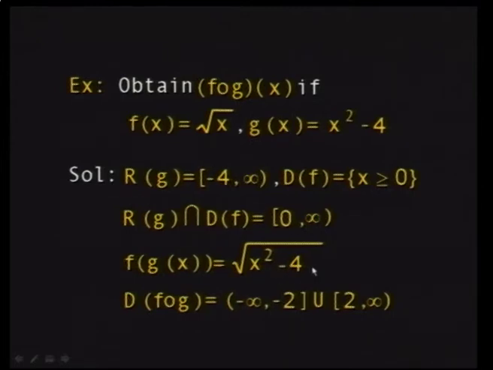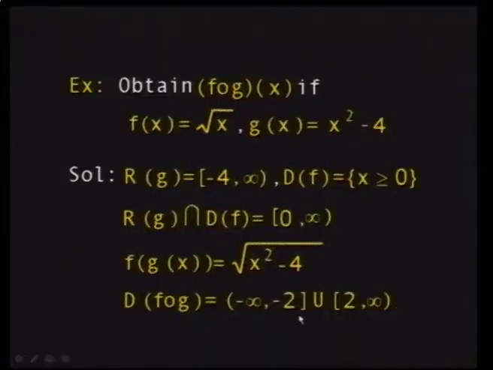x squared minus 4 must be greater than or equal to 0 because you are under the square root. So x must lie in the union of the two sets, from 2 to infinity or from minus infinity to minus 2. But you are not finished. You have to intersect this with the domain of the inner function. What is the inner function? The inner function is g of x, x squared minus 4. The domain of g is R, so the intersection is the same: minus infinity to minus 2, and 2 to infinity.